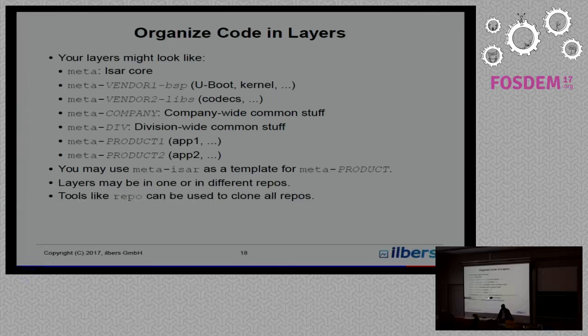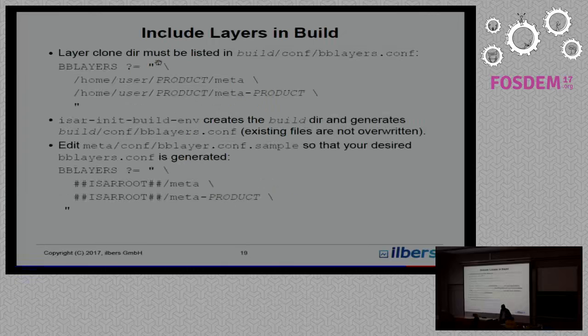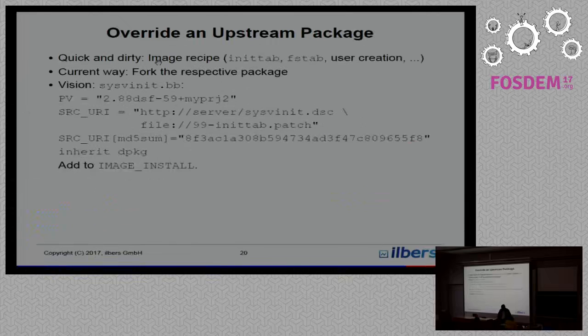What is important is that these layers have only to be listed in the bblayers.conf file, and that's it. So after you create these layers, you list them in this file, and they are then included in the build. So one common use case is overriding an upstream package, for example, with custom configuration or modifications. A quick and dirty way of doing this is just to hack this in the image recipe.